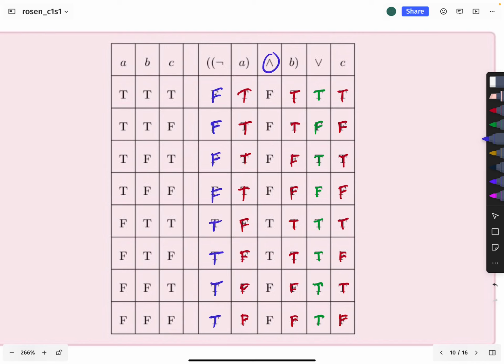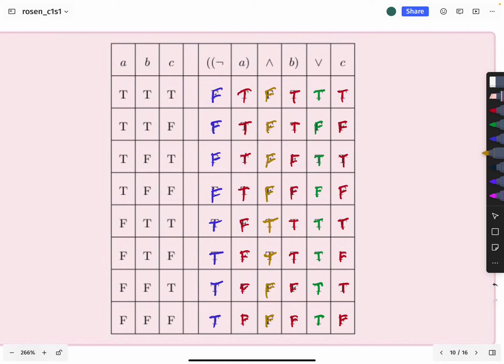Now we can compute this conjunction because we can read the values from the left and from the right. So here my rule for conjunction is to look for rows where there is true on both sides. So here's a true on both sides, here's a true on both sides. But nowhere else is a true on both sides, so I can fill in every other row with false.